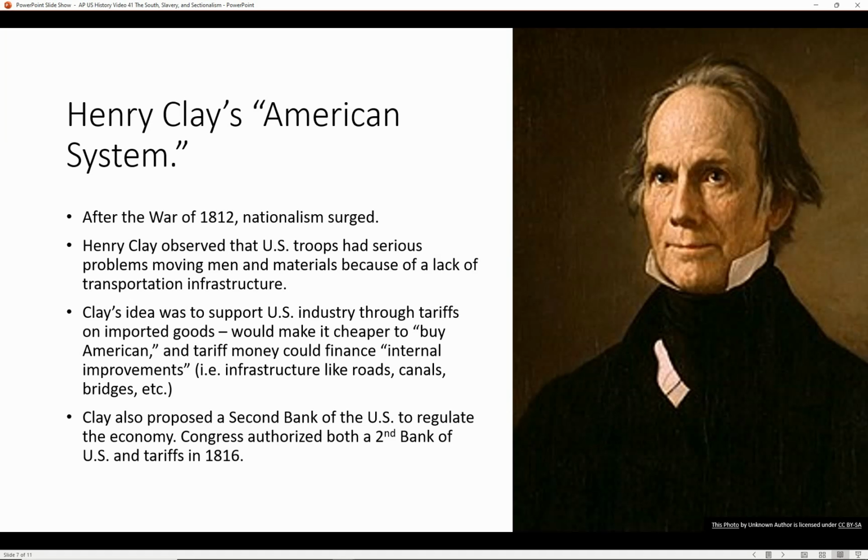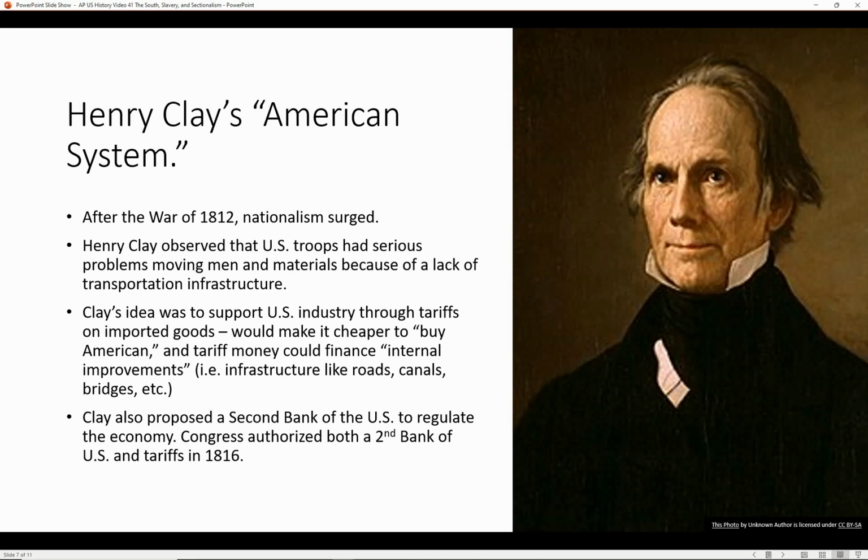So rather than importing, let's say, tea sets, saucers and cups and teapots from England, if you can make an American-made saucer, cup, and teapot, and there's a tariff that would make the English-made tea set, whatever, more expensive, then fine. People would say, oh, I'll just buy this nice American-made one because it's just as good and it costs less after the taxes.